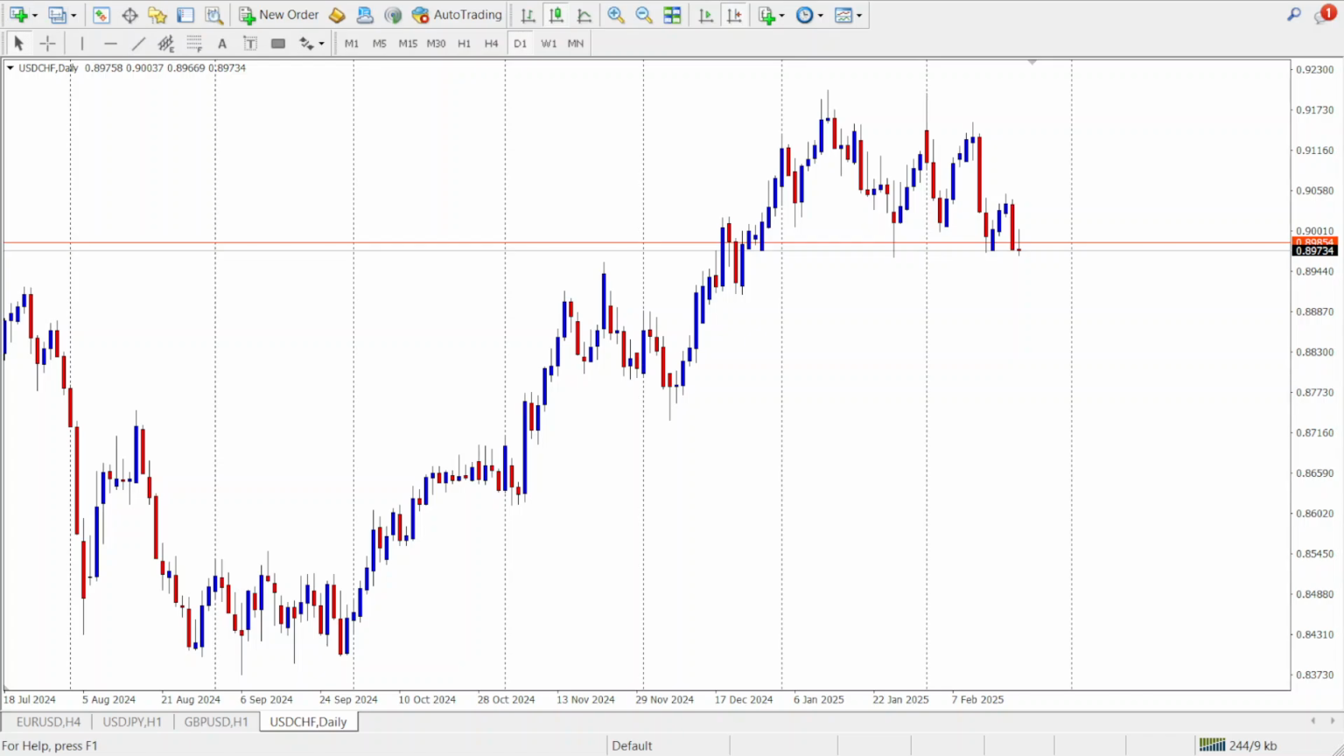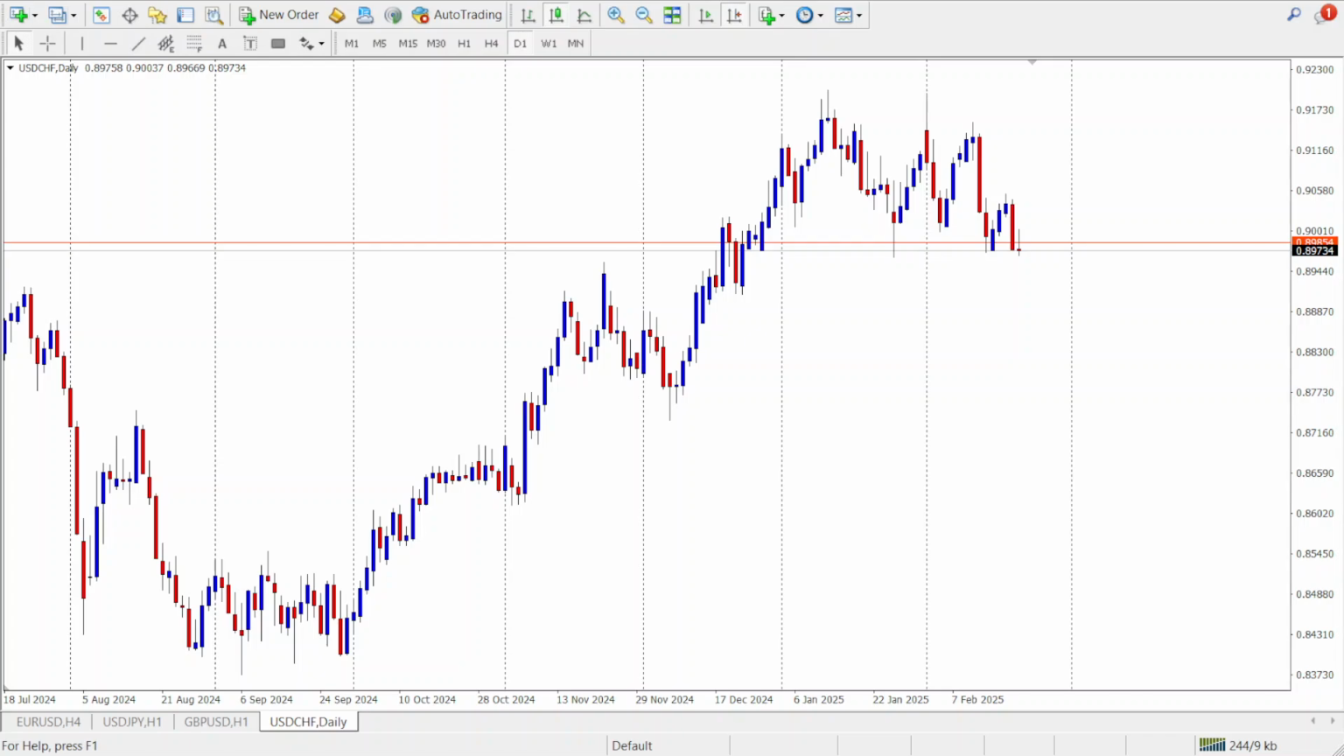Now, banks and large institutional traders know how to identify these zones where price is most likely to reverse. These are the key levels where the market has previously seen strong buying or selling pressure. So, by spotting these supply and demand zones, you can align your trades with what the big players are doing.